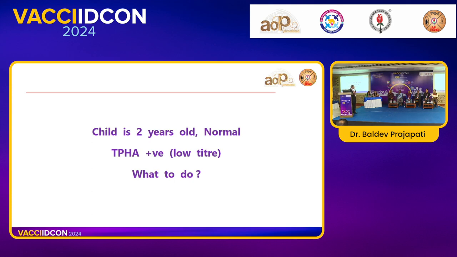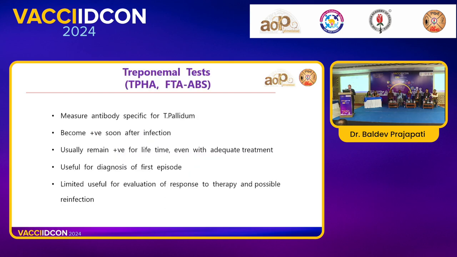That was the question from the parents. Anyway, anybody from the audience? I think more than 6 months. The point is, for your information, that the TPHA or even the FTA antibody absorption test, fluorescent antibody test, becomes positive soon after the infection. So in a newborn, at any time you can go for it if you suspect. It remains positive for almost the lifetime.